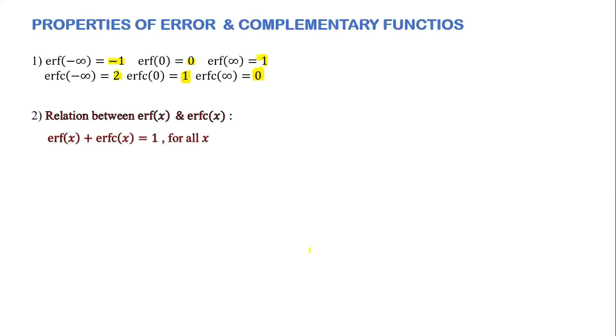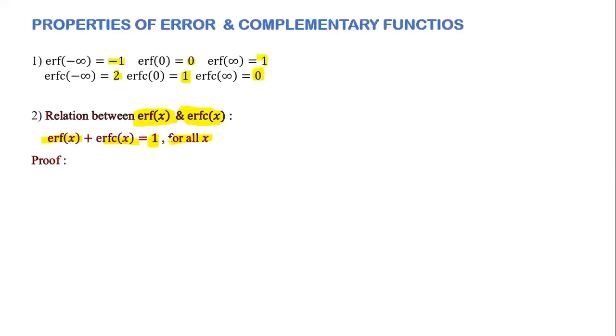Now let's go to the next property. So now our next property is what is the relation between this error function and complement error function. I already told you this relation while defining the complement error function, that complement error function is equal to 1 minus the error function of x. So therefore your result is like this: the error function of x plus the complement error function of x is equal to 1 for all values of x. Now let's see the proof of this famous relation.